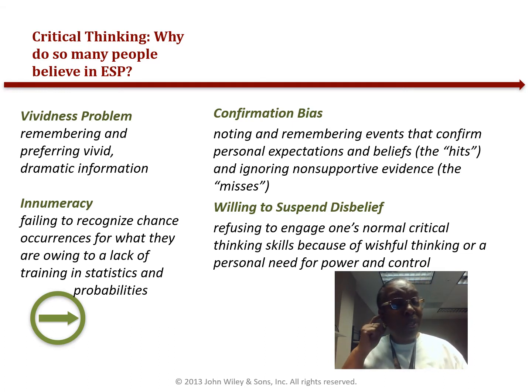With numeracy, this is failing to recognize chance occurrences for what they are, owing to a lack of training in statistics and probabilities. Confirmation bias is talking about how we'll note and remember events that confirm our expectations and beliefs. That's what we could call the hits. And then we don't really think about things that don't have much evidence to them. And those are the misses.